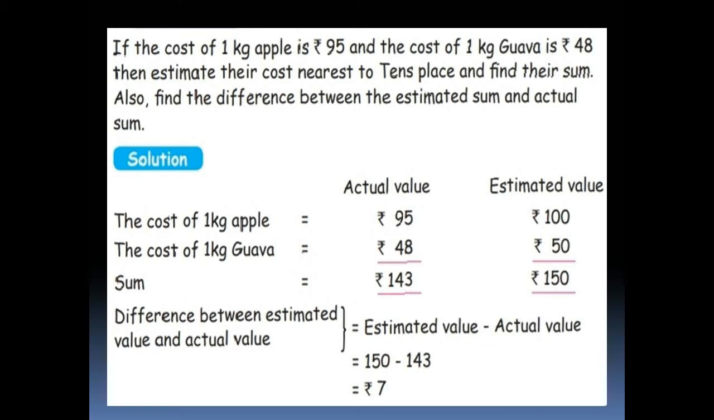Let us find the difference. That means we have to subtract. Difference means we have to subtract: estimated value minus actual value. If you subtract both, you will get the answer rupees 7. So when we compare the actual value with the estimated value, there will be some difference. The answer will be rupees 7.